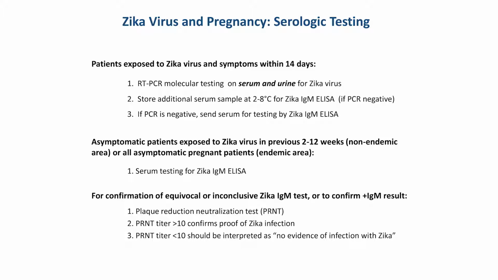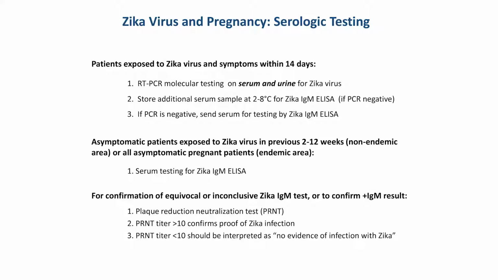Now, a lot of people say the main concern is that the antibody is cross-reactive with dengue virus and yellow fever virus. So what do you do about that? Because if you're in an area where you have, let's say, dengue, and you have a positive Zika IgM, you still can't be sure if you have a Zika infection or dengue infection. So you have to do what's called a plaque reduction neutralization test, PRNT. That's to help differentiate between dengue and Zika.